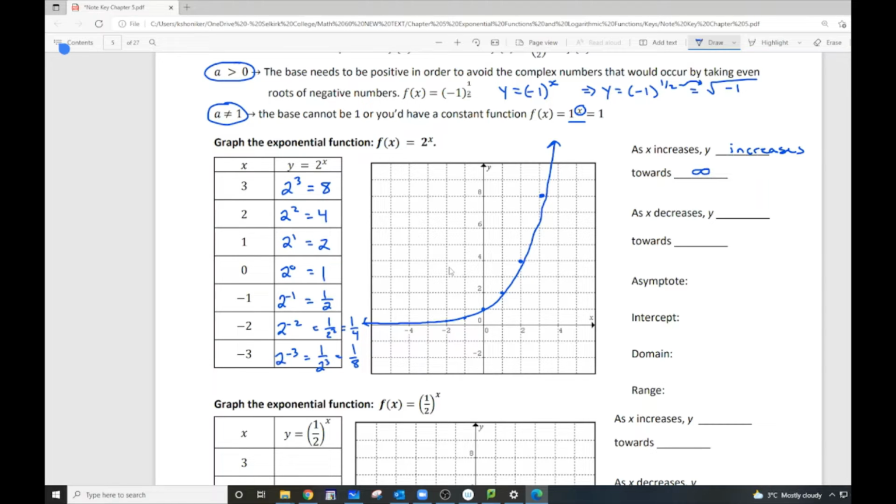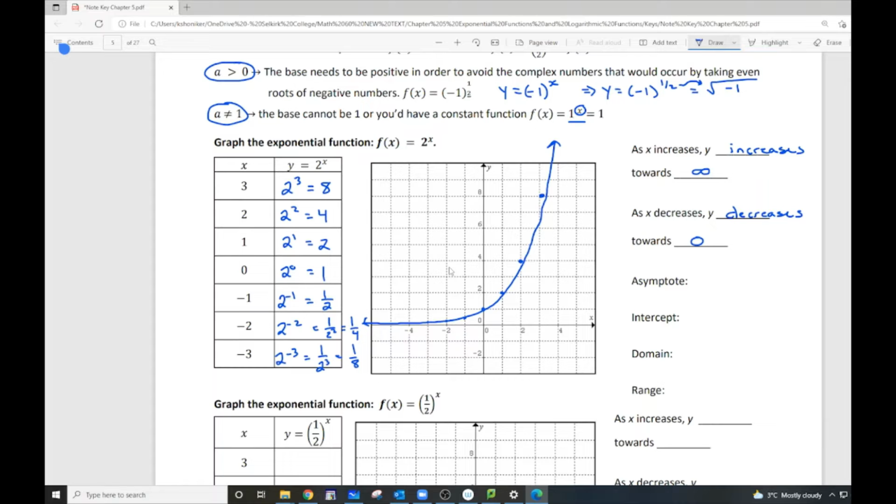What about x decreasing? As my x values decrease, so negative 1, negative 2, negative 3, negative 4, what's happening to my y values? Well, they're also decreasing. So y decreases. But what is it decreasing towards? Well, let's think about if we put smaller and smaller exponents in there. So something like 2 to the negative 100. Well, that'd be 1 over 2 to the 100. Man, that's a small number. So even if I put like negative 1,000,000, I'd have 1 over 2 to the million. Oh man, it'd be super small, but it would never be 0. In fact, your y values are decreasing towards 0, but they're never going to reach 0.